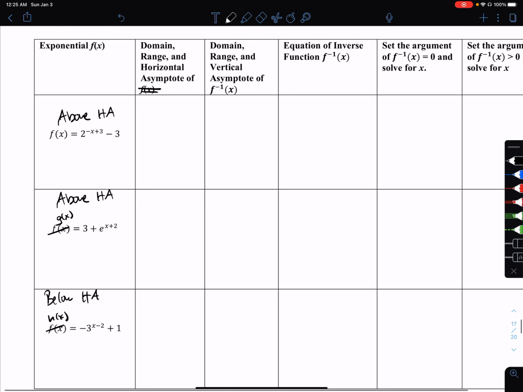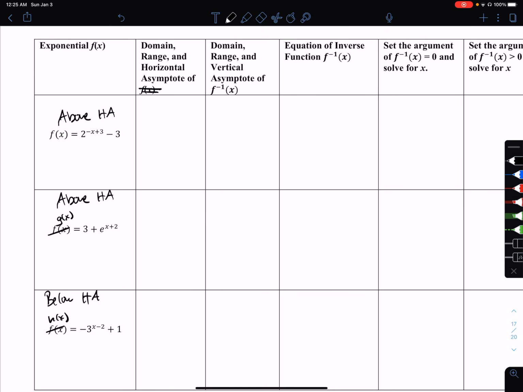So let's find the domain, range, and horizontal asymptote of the function. We have f, g, and h. So for f of x, it's an exponential function. The domain is going to always be negative infinity to infinity. Every exponential function, that's true.